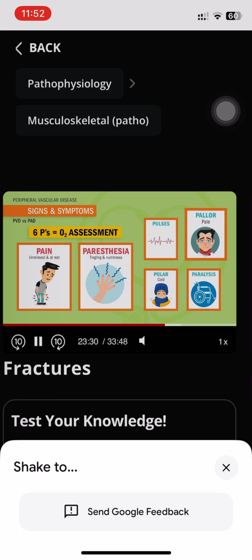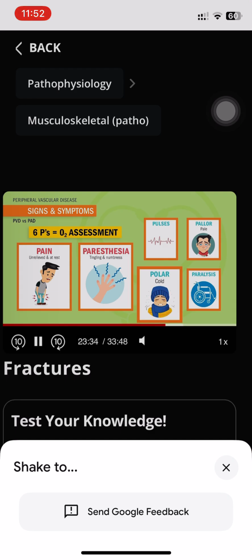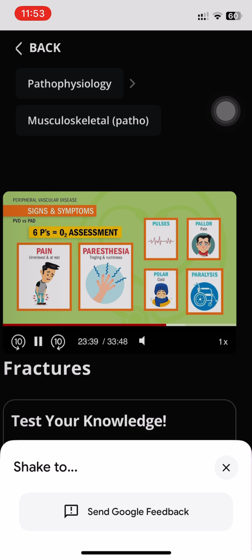And pallor is just the paleness from that low blood flow. We use the word polar, which means the leg gets cold like a polar bear, since the leg lacks that warm blood flow. And lastly, paralysis, the inability to move the limb, like a paralyzed patient. Just think the limb is passed out from that lack of oxygen.